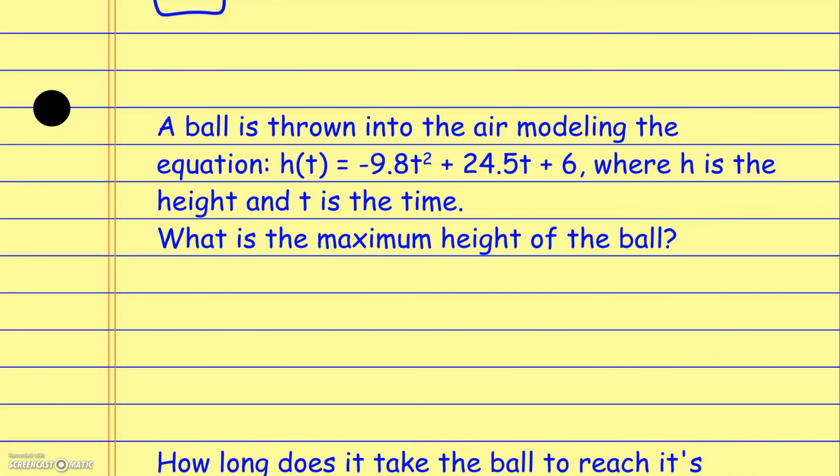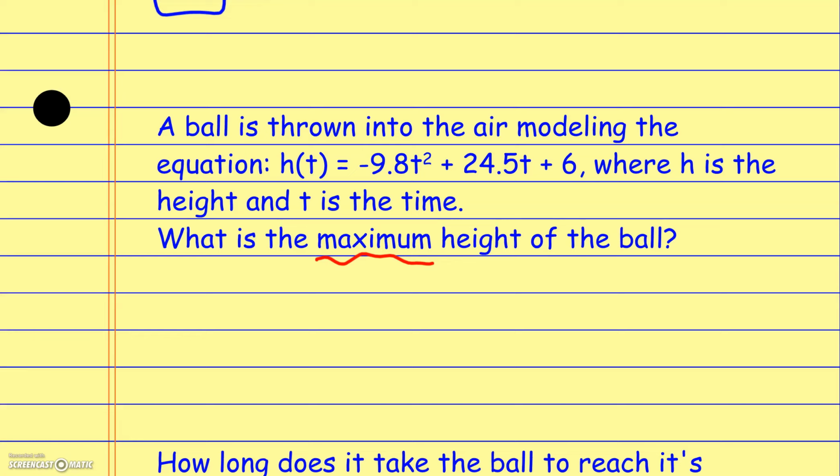When I look at something like this, it says a ball is thrown into the air, modeling the equation h of t equals -9.8 t squared plus 24.5 t plus 6, where h is the height and t is the time, and I want to know what is the maximum height of the ball. So if I'm asking for the maximum here, and I'm talking about a quadratic function, what I'm really asking for when I ask for the maximum is the vertex, right? This is just a fancy way of saying what's the vertex of this thing, and then we're going to have to interpret what that vertex is.